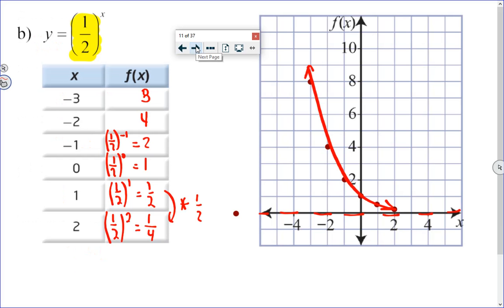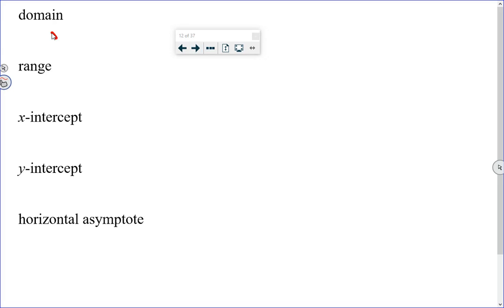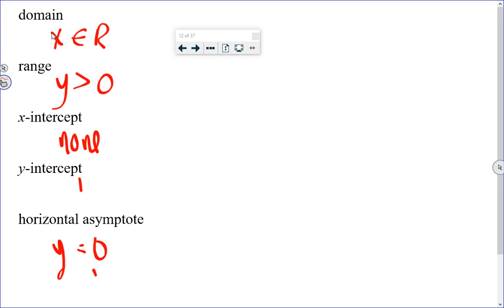Okay, we have to do the domain. Domain is any real number. Range is still y is greater than or equal, not greater than or equal to, I misspoke. Range is y is greater than 0. No x-intercepts to speak of. The y-intercept is still 1. And the horizontal asymptote is still y equals 0. Any questions with number 2?